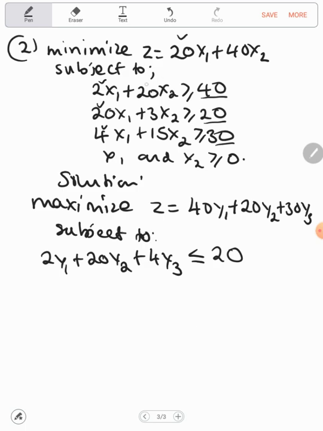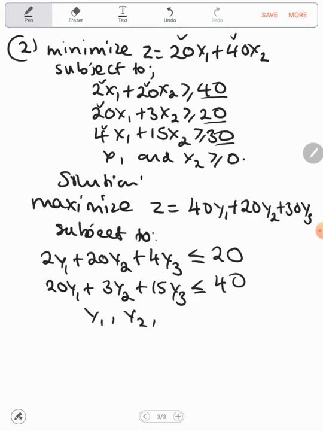Then the next one will be 20y1 plus 3y2 plus 15y3, less or equal to 40. So like I was saying, the number of constraints in the dual problem will be equal to the number of variables in the primal problem. You have seen that this is exactly what has happened. And you have to include the fact that y1 and y2 should be greater or equal to 0.